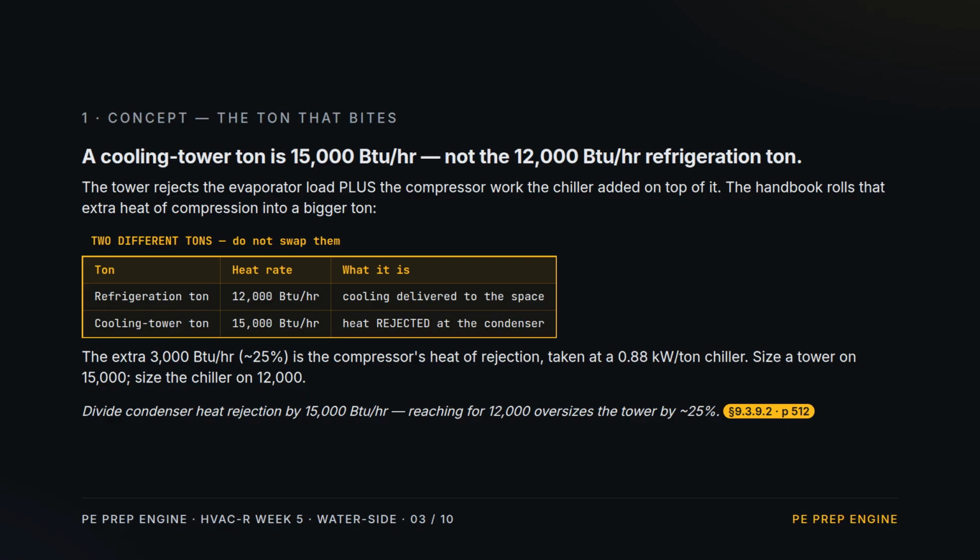Concept 2. The ton that bites. A refrigeration ton is 12,000 BTU per hour of cooling delivered to the space. But the tower must reject more than that. It dumps the evaporator load plus the compressor work the chiller added. The handbook bakes that in as a cooling tower ton of 15,000 BTU per hour, about 25% more, the heat of compression at a chiller efficiency near 0.88 kilowatts per ton. Size the tower on 15,000. Size the chiller on 12,000.